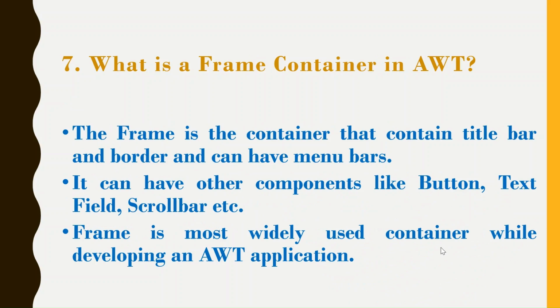What is the frame container in AWT? The frame is a container that contains a title bar and border and can have menu bars. This frame is derived from the window container, but window does not hold a title bar, border, or menu bars, whereas the frame does. So that is the reason we need to work directly with the frame rather than the direct window container. You can have other components like button, text fields, etc. You can add so many components to the frame. And frame is the most widely used container when developing an AWT application.